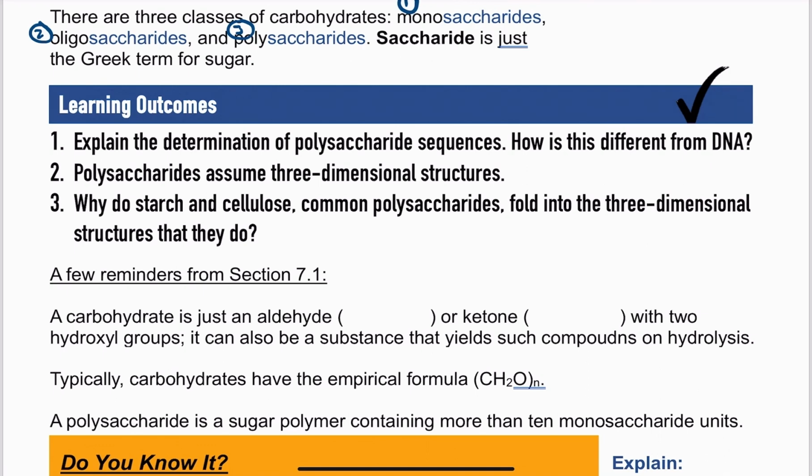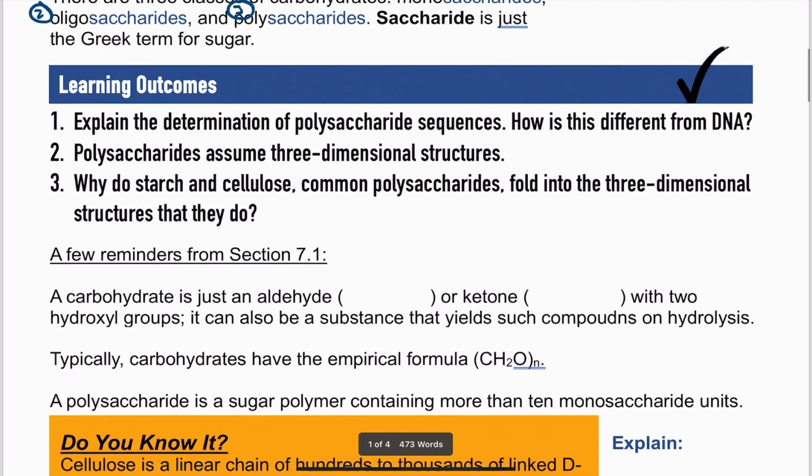Explain the determination of polysaccharide sequences and how it is different from DNA and RNA. Polysaccharides assume three-dimensional structures. We will discuss those in depth. Why do starch and cellulose, common polysaccharides, fold into the three-dimensional structures that they do?